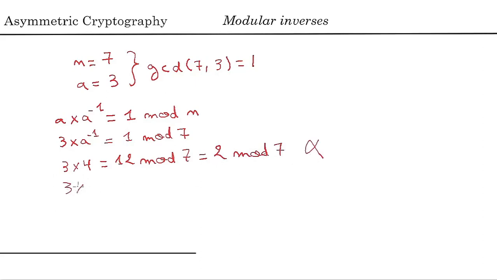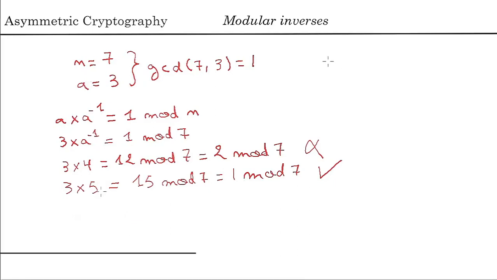Let's increment. 3 times 5 is equal to 15 modulo 7 is equal to 1. And that is the answer, because 15 divided by 7, that gives us 2. 2 times 7 is equal to 14. 15 minus 14 is equal to 1. So the inverse in this case is 5.